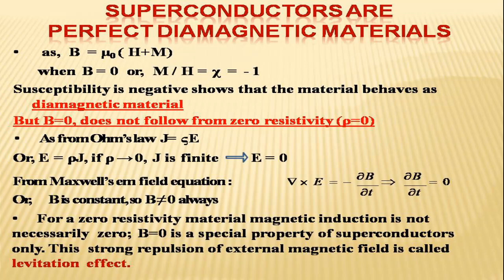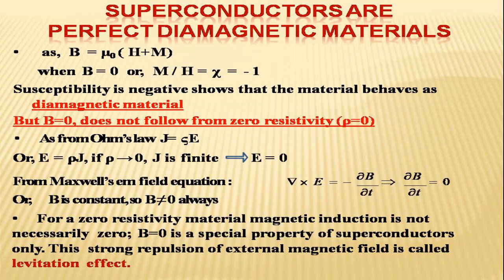Now we have one more Maxwell equation, the third Maxwell equation: the curl of E is equal to minus ∂B/∂t. And if E is equal to 0, then ∂B/∂t will be 0, and that implies that B is equal to a constant.